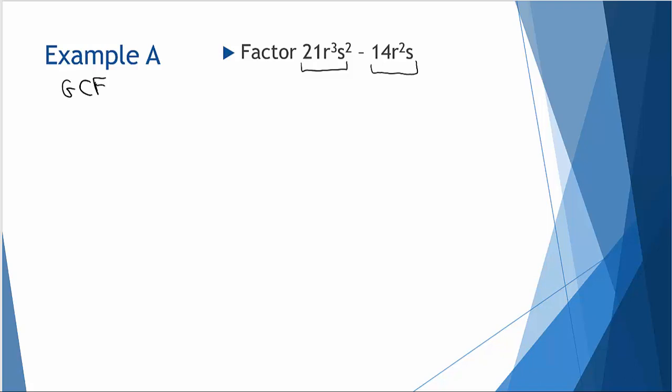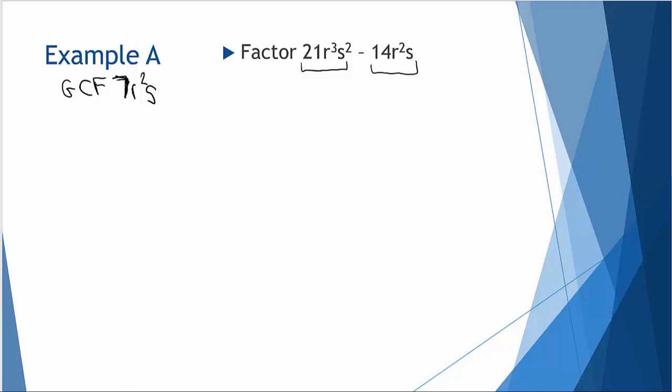So we're going to start with the coefficients and look at what is the largest number that is a factor of 21 and 14. So that's going to be a 7. With the r's, our greatest common r is r squared because we have 3 in the first term and 2 in the second term. And then with our s's, it's just one s.